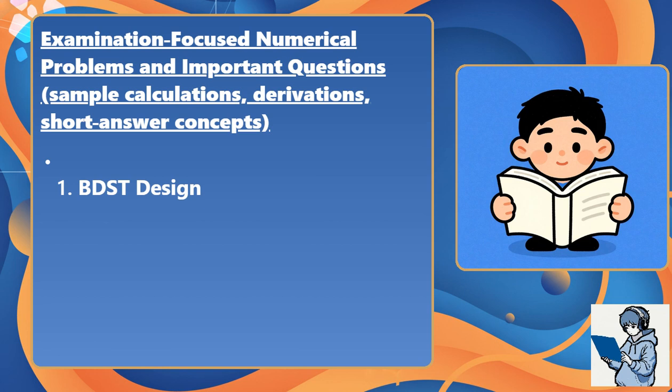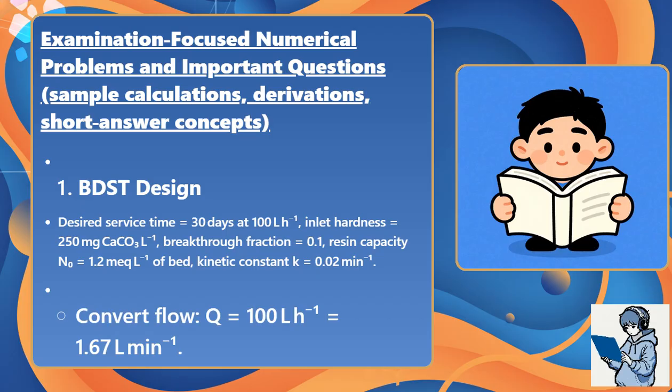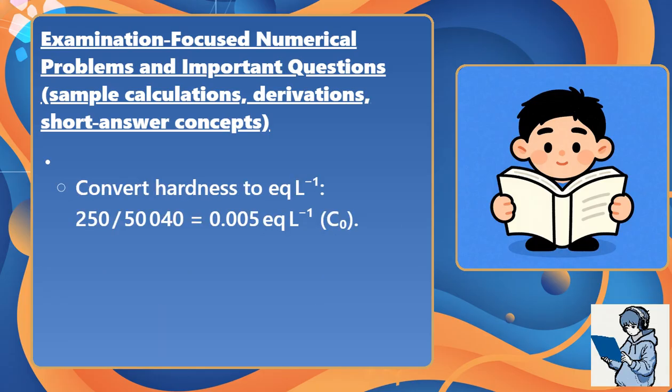3. BDST design. Desired service time equals 30 days at 100 liters per hour. Inlet hardness equals 250 milligrams per liter calcium carbonate. Breakthrough fraction equals 0.1. Resin capacity N0 equals 1.2 milliequivalents per liter of bed. Kinetic constant K equals 0.02 per minute. Convert flow Q equals 100 liters per hour equals 1.67 liters per minute. Convert hardness to equivalents per liter. 250 divided by 50,040 equals 0.005 equivalents per liter, C0.